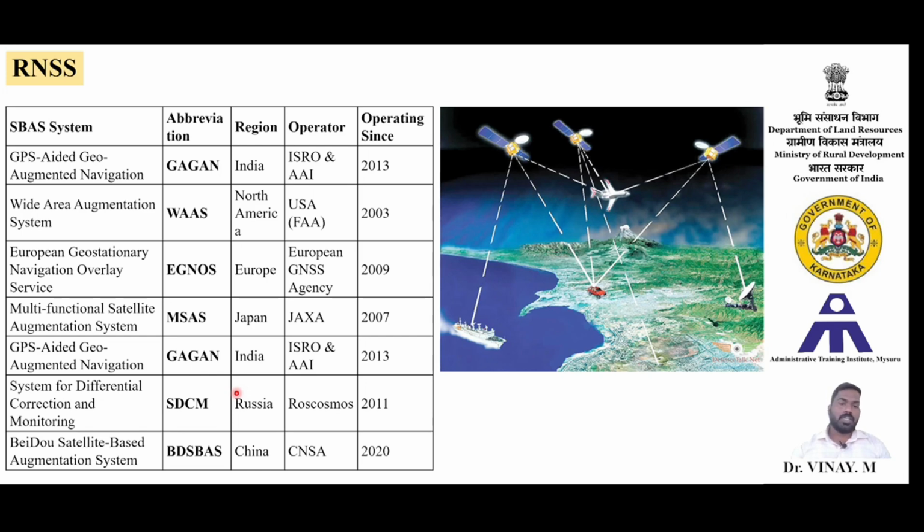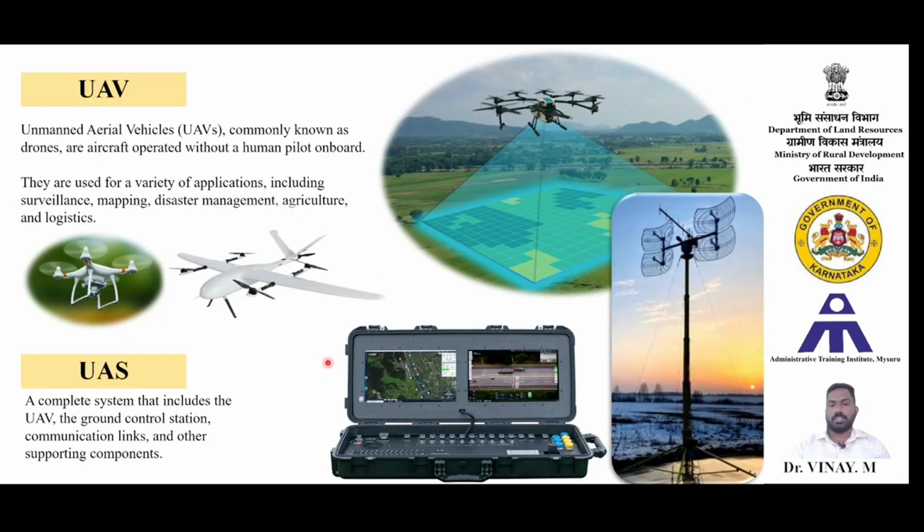applications as well. Similarly, different countries have their own regional navigation systems, like North America having WAAS. Even though they have GPS, they have one more regional navigation satellite system called the Wide Area Augmentation System for their internal aviation and military applications, like EGNOS from Europe, MSAS from Japan, and SDCM, the System for Differential Correction and Monitoring, by Russia, and Baidu for China, right?